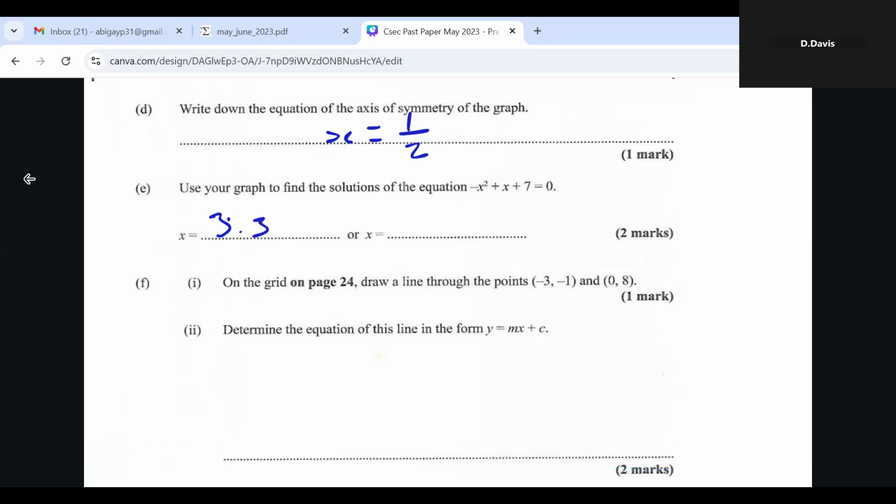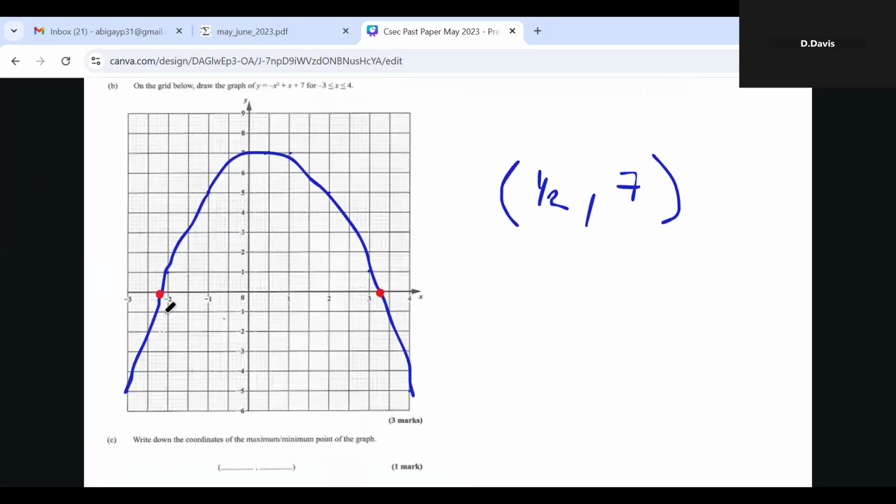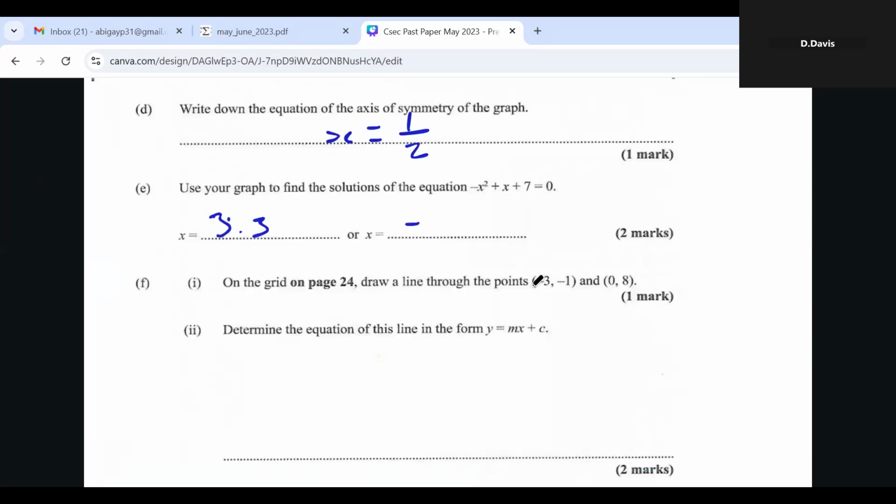And the next one is about negative 2.3. So based on your graph, whatever you choose.